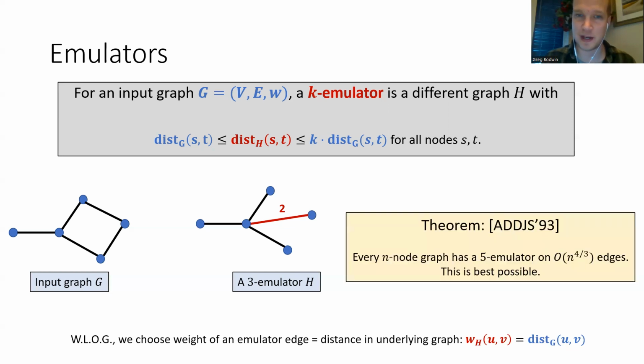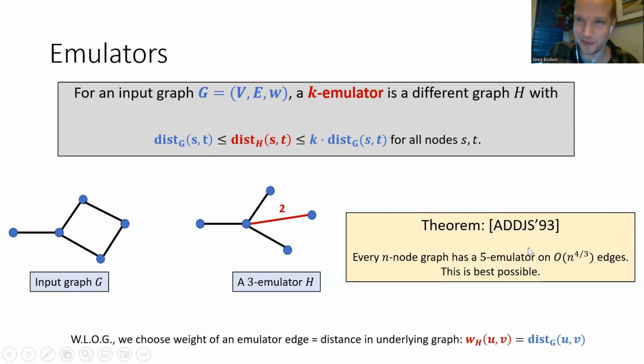And as I was saying a second ago, the goal in emulator construction is generally to get a favorable trade-off between the size and the stretch. So in other words, you would like there to be as few edges as possible in the emulator relative to this parameter k, which is measuring the amount of error that you take on by using the emulator.